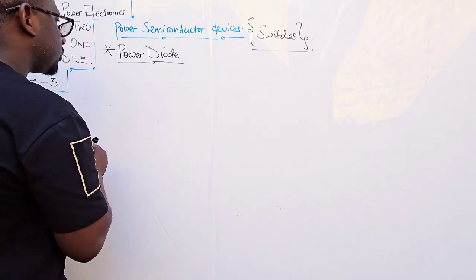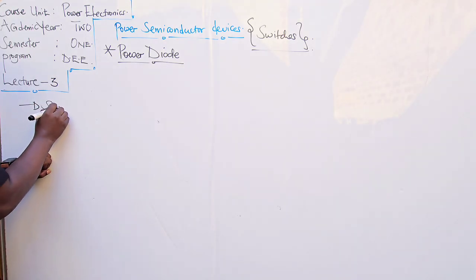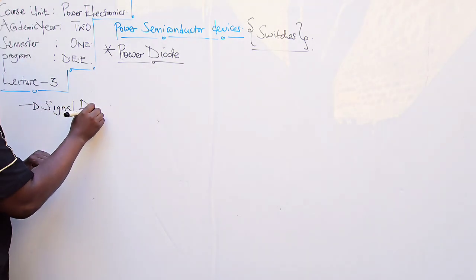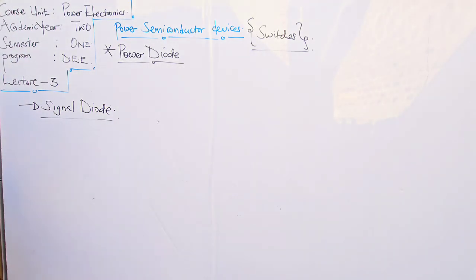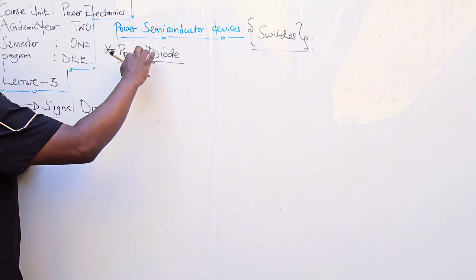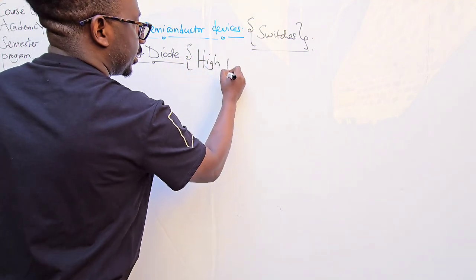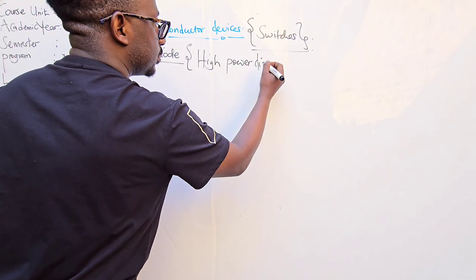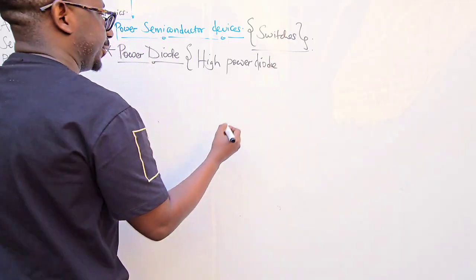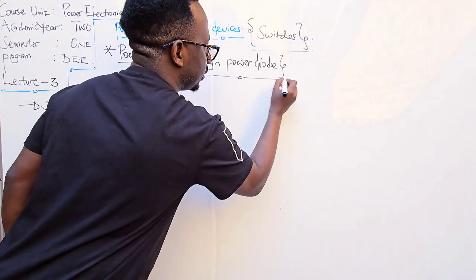So before we go to the power diode, let's look at a simple signal diode, one that does not conduct more than a few milliwatts to a couple of watts. So that is a small power diode, not like the high power diode we are to deal with throughout the course unit.